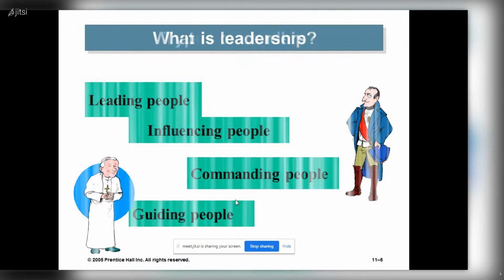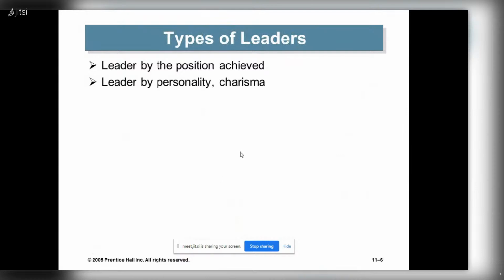So, types of leaders. Leader by the position achieved. Sometimes we will be observing, right, in the organization, K.V. Kamath, who is an ex-ICICI chairman, started his career as an employee and achieved the position of chairman. That means he moved up the hierarchy of the organization. So he achieved the position. That's why we call him a leader by the position achieved.